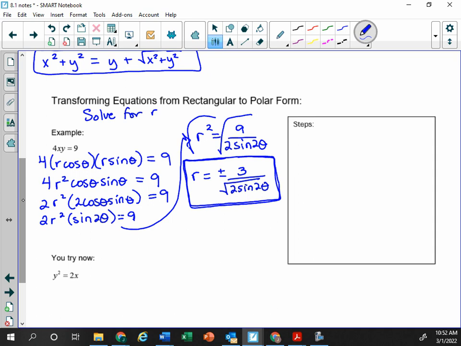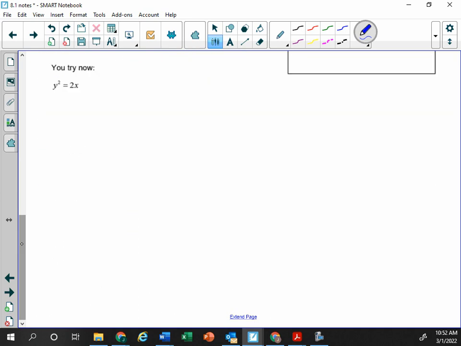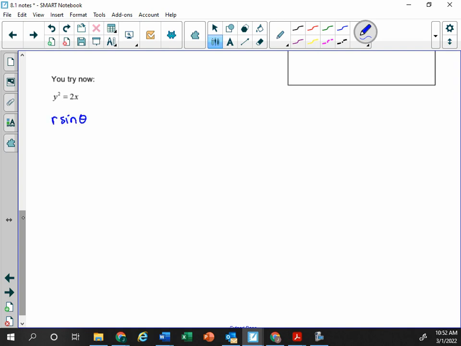So this time we've got y squared equals 2x. Well, what can I substitute for y? So I'm going to have r sine theta, all of that squared. Okay, that's what y squared means. All right, what about 2x? What's that going to become? Good. 2r cosine theta. Okay, so on the left, this is going to become r squared sine squared theta.